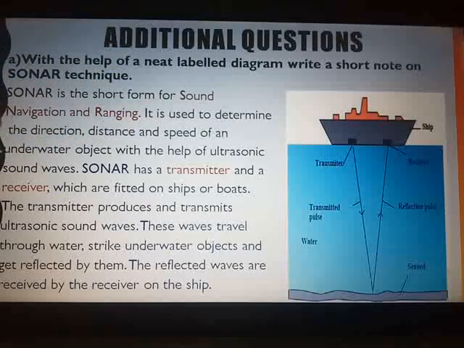It is used to determine the direction, distance and speed of an underwater object with the help of ultrasonic sound waves. Need not write this point because towards the end of the answer you will be providing the use of the technique. You can start your second point from here. Sonar has a transmitter and a receiver which are fitted on ships or boats. Then you have to mention the use of transmitter and receiver. The transmitter produces and transmits ultrasonic sound waves. These waves travel through water, strike underwater objects and get reflected by them. The reflected waves are received by the receiver on the ship.